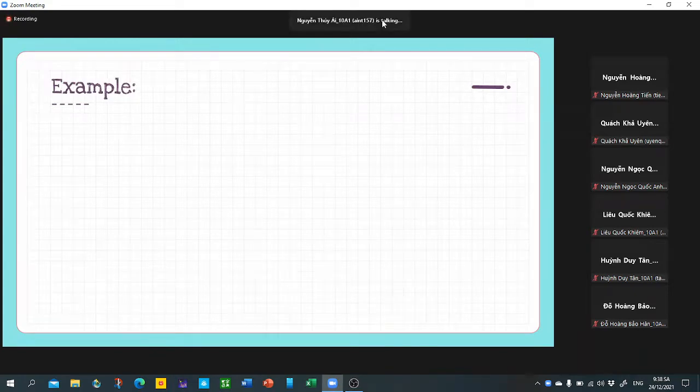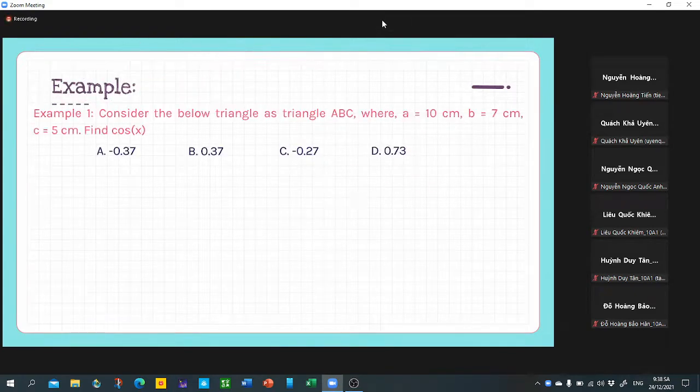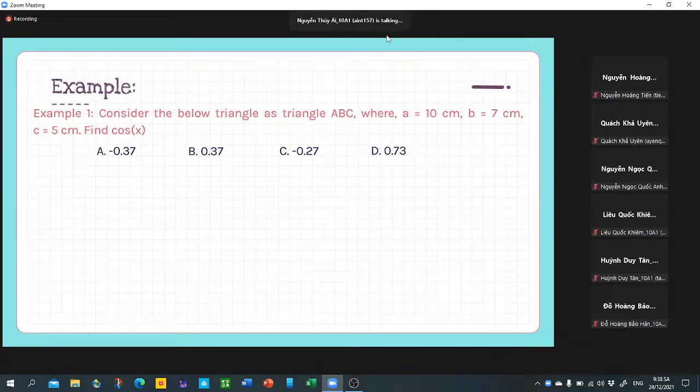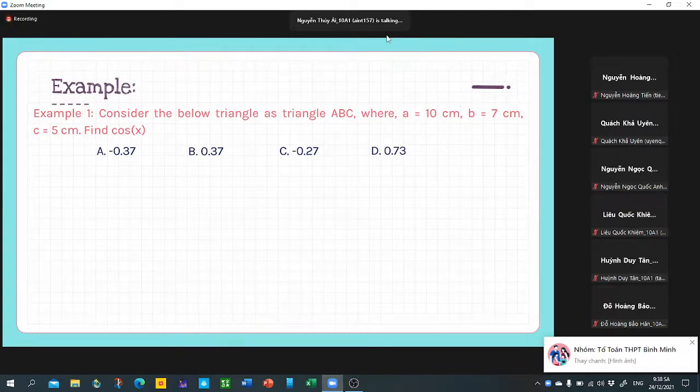Now, with the example. We have A, B, C, and D. We need you to choose the answer. Consider the below triangle ABC, where a is 10 cm, b is 7 cm, c is 5 cm. Find cosine x.